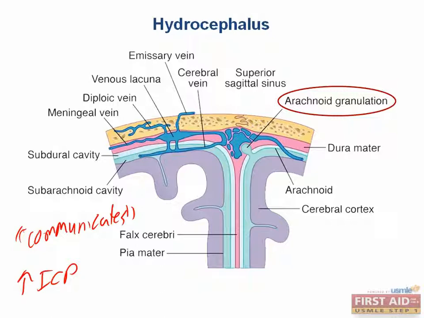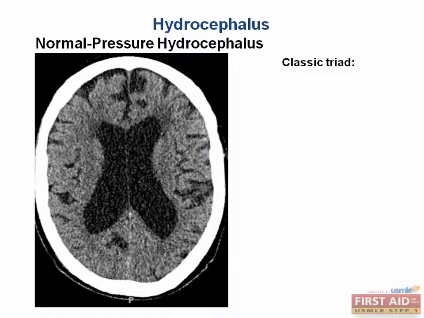to reabsorb CSF. NPH, or normal pressure hydrocephalus, is commonly seen in the elderly. It is a particular type of communicating hydrocephalus. The ventricles are abnormally dilated, but the CSF pressure is not elevated, hence the name. This is thought to be due to impaired CSF reabsorption at the arachnoid granulations.